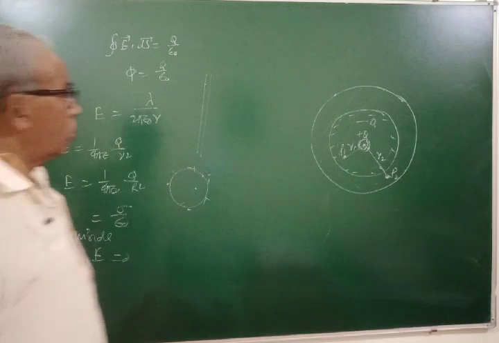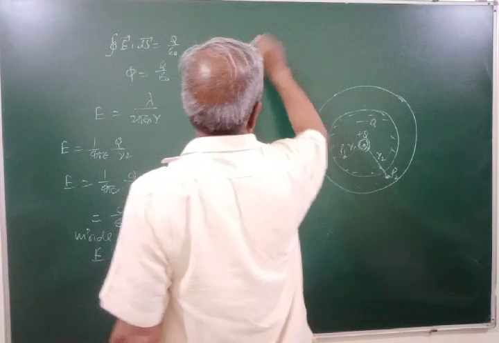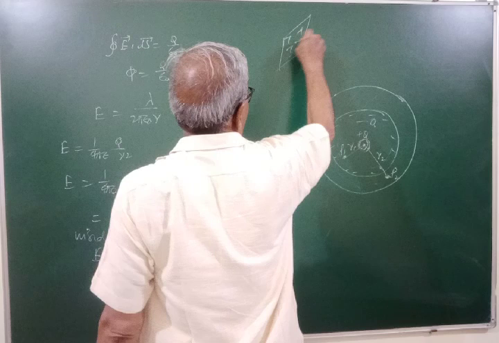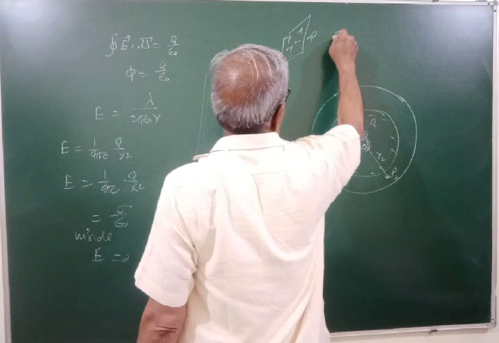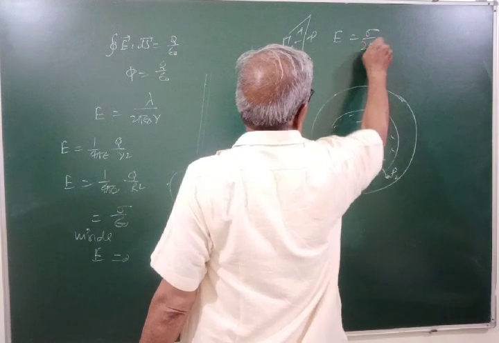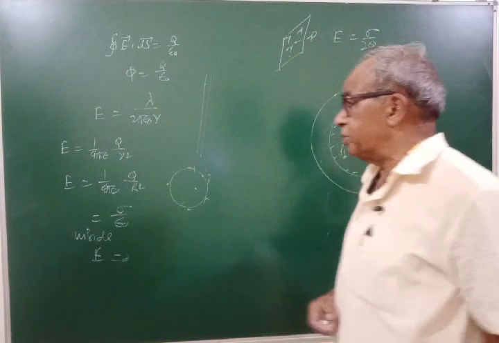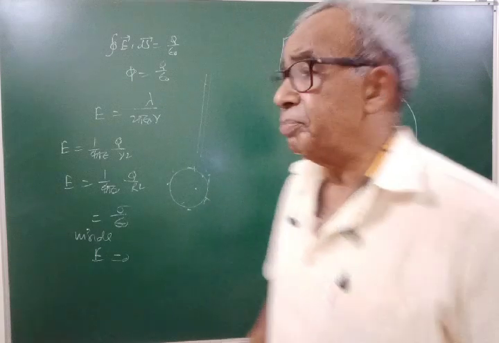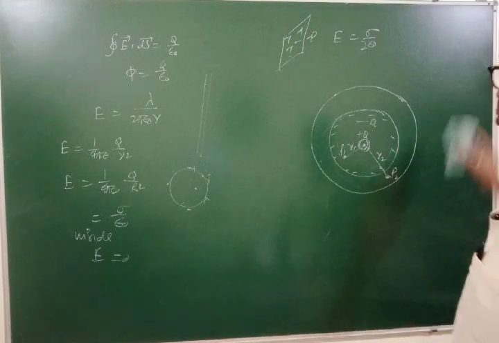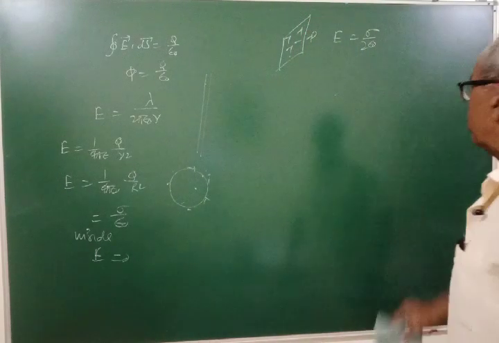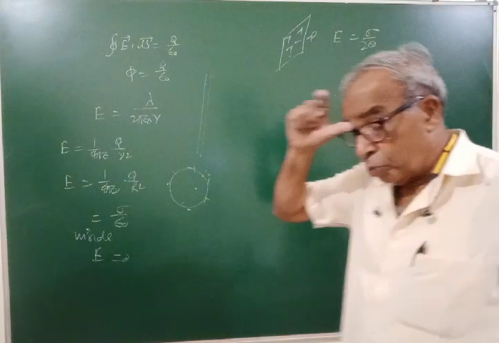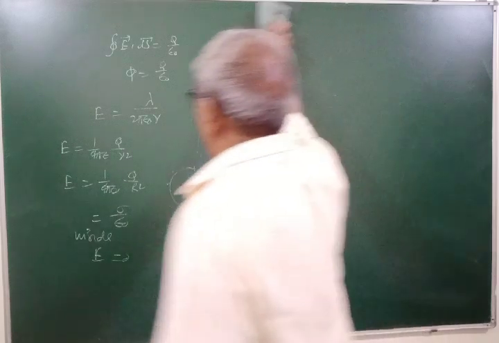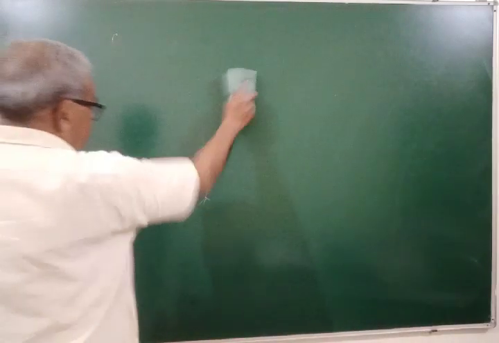Then I told you the electric field due to a plane charge sheet. If this is a sheet here having infinite size, with point P close to it, then E equals sigma upon 2 epsilon 0, where sigma is the surface charge density. You can see them in the previous videos. Then I did the field due to two plane sheets, etc. So please remember them. Now I am going to solve a problem from the NCERT book here.